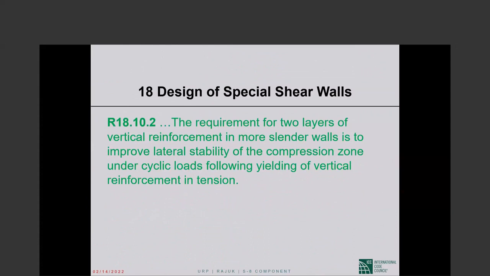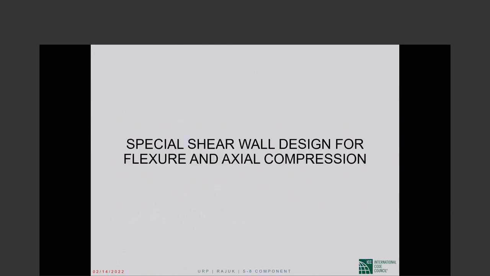The requirement for 2 layers of vertical reinforcement in more slender walls is to improve lateral stability of the compression zone under cyclic loads following yielding of vertical reinforcement in tension. Okay, so I think that's a pretty clear explanation.